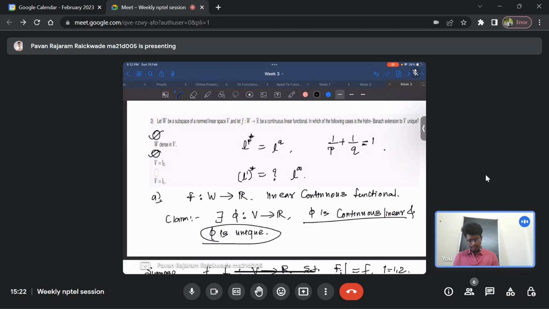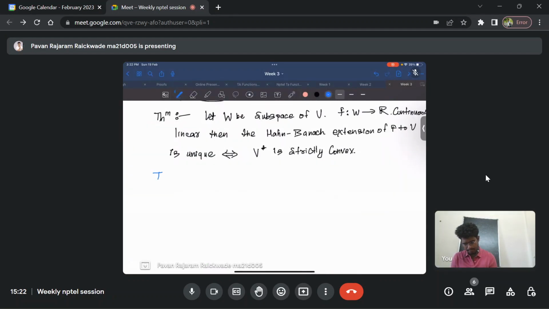So L1 star is L infinity. So the question is, is L infinity strictly convex? It has bounded sequences, and it is extremely convex, right? Take two bounded sequences. It is not, let me show you an example. Look at this.